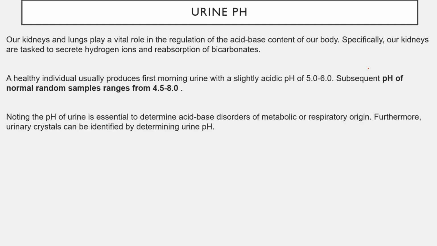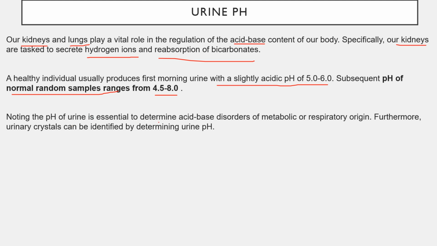Then another factor you need to consider is urine pH, class. So when we talk about urine pH, the main organs involved in maintaining urine pH, class, are our kidneys and lungs. They monitor or regulate acid base of our body, especially the kidneys, class, which are tasked to secrete hydrogen ions and reabsorption of bicarbonates. So a healthy individual usually produces first morning urine with a slightly acidic pH of 5 to 6. While for normal random sample, class, it would be 4.5 to 8.